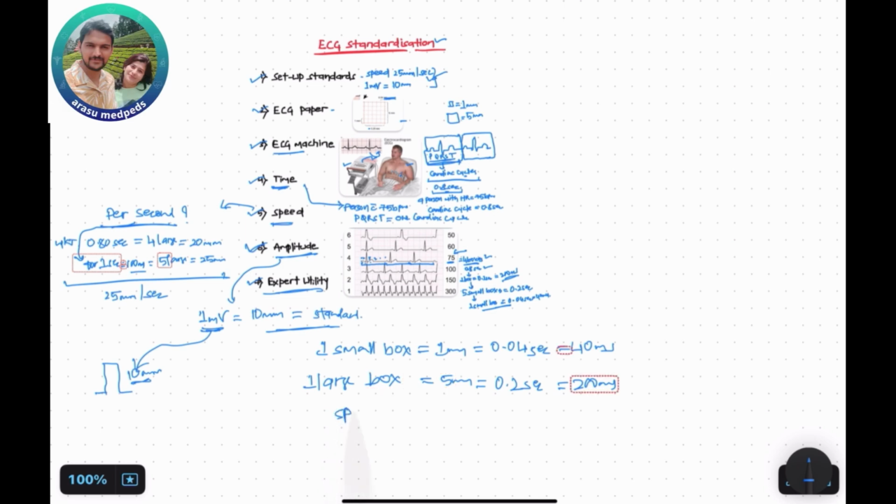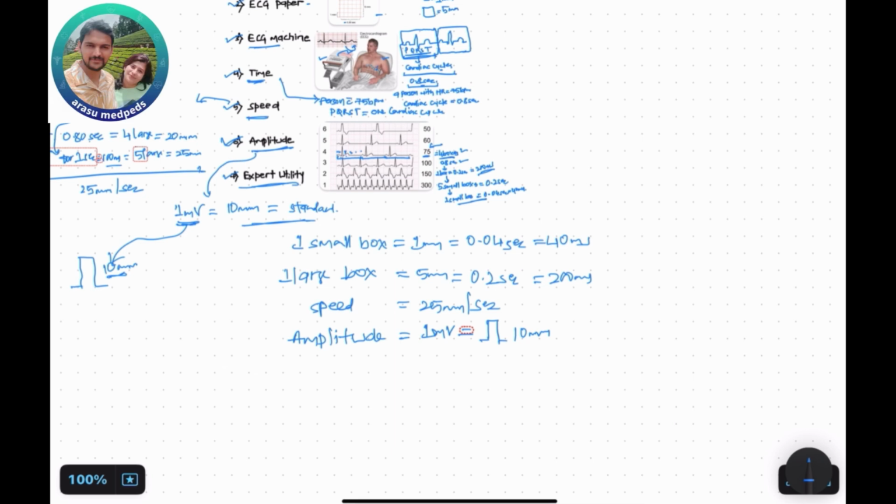And the speed of paper should be 25 mm per second. It should come out like that. Regarding amplitude, 1 millivolt should give a spike of 10 mm height. So these are the standard things in ECG.